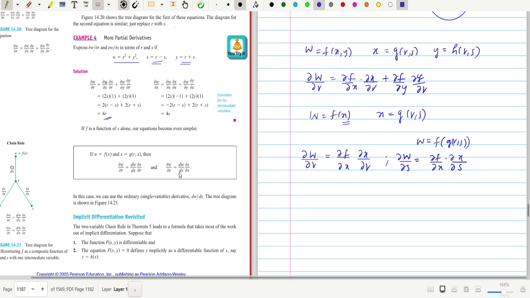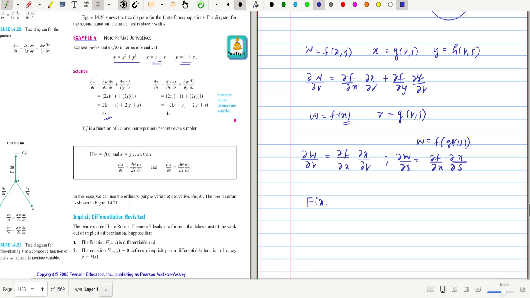Now we will discuss the implicit function. In each of these cases we have discussed here, w is explicitly given in terms of x and y, and x is explicitly given in terms of r and s. But in the next case we will discuss the derivative of functions where f is a function of x and y, but this is not explicitly given. So if f of x, y is defined in the implicit form, that is f of x, y equal to 0, how will you find the derivatives? That is the next idea.